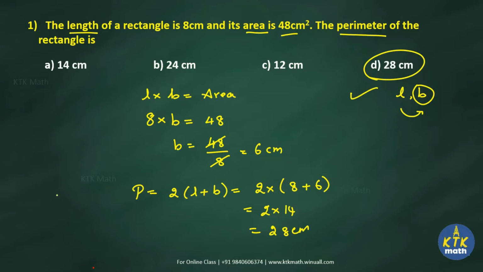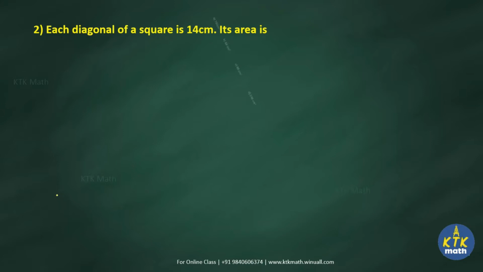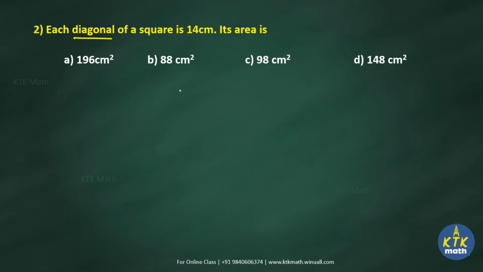Now it's time for the second question. Each diagonal of a square is 14 centimeter, find its area. Usually we find the area of a square when side is given. In this case, the given one is diagonal. Do you know the formula for finding area of square when diagonal is given? Any idea about this? The formula is A is equal to D square by 2 square units. So make a note of it.